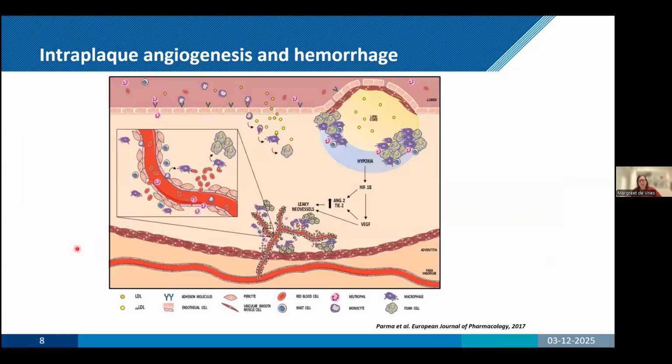So why do we think this intraplaque angiogenesis and intraplaque hemorrhage are really important for unstable lesions? And that is a result of that these neovessels grow towards hypoxic regions. This is a normal biological response.